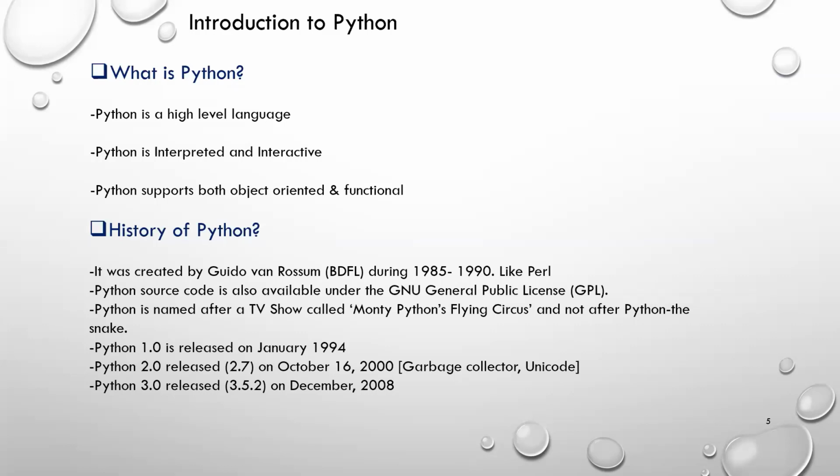And it has some improvements on garbage collection and Unicode. And then Python 3 was released, especially 3.5.2, in December 2008. So as we are using our Windows machine to do some exercises, we'll be using 3.5.2 probably in our session. But you remember, right? We installed 3.4 while interacting with Spark.